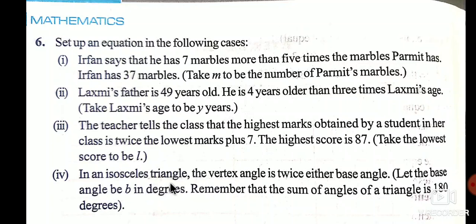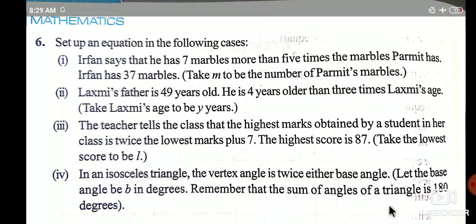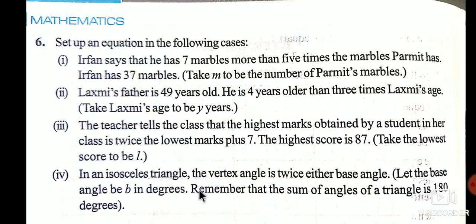In an isosceles triangle, the vertex angle is twice either base angle. They give one clue. Let the base angle be B in degrees. Remember that the sum of the angles of a triangle is 180 degrees. So they already gave the clue. Base angle is B, so the vertex angle will be twice that, then the sum of the angles is 180 degrees. So angle A plus angle B plus angle C is equal to 180 degrees. By using those clues you should write the answer.